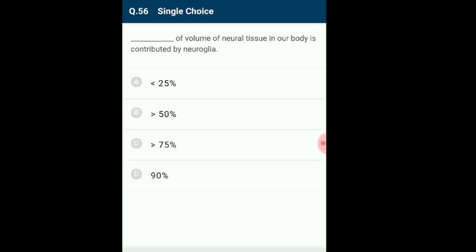Question number 56. Dash of volume of neural tissue in our body is contributed by neuroglia.